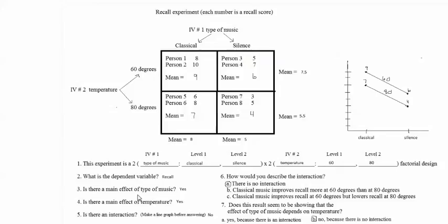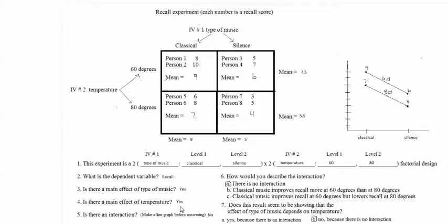This says, is there a main effect of type of music? To be able to know if there's a main effect of music, you have to compare the mean of all 4 people in the classical column, which is 8, and the mean of all 4 people in the silence column, which is 5. If the mean of the classical condition and the mean of the silence condition are not the same, then there is a main effect of type of music. And we can see that 8 and 5 are different. They're not the same number. So yes, there was a main effect of type of music. Classical music did do better than silence.